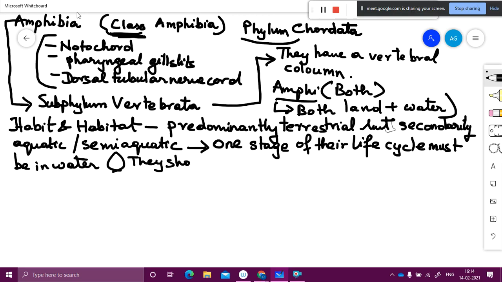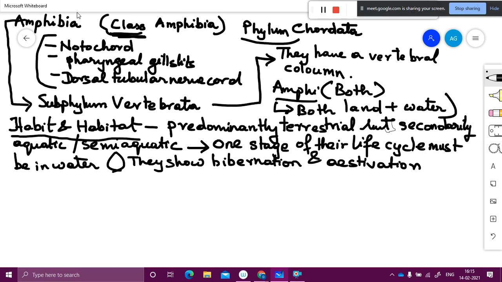they show hibernation and estivation. During winters, they hibernate. So among the external features, this is among the habit and habitat. They show hibernation. In winter you won't find them.